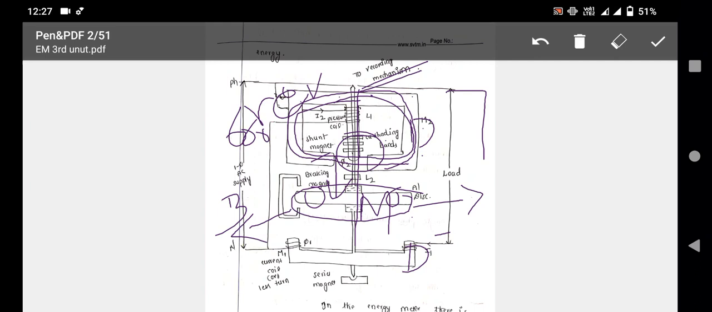Okay, these are the main parts. What are the functions of every part? Function is important. Creeping: aluminum disc is provided, holes are provided on aluminum disc. Brake magnet, purpose of brake magnet is to stop the revolutions. And lead lag adjustment is copper shading bands. Purpose is, if slow revolutions are made by the disc when power is off, that is creeping.